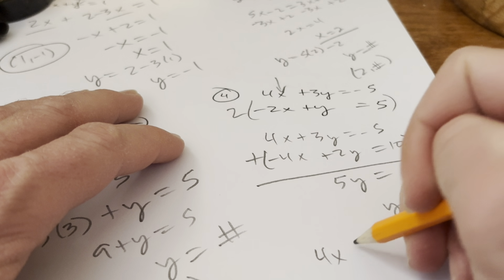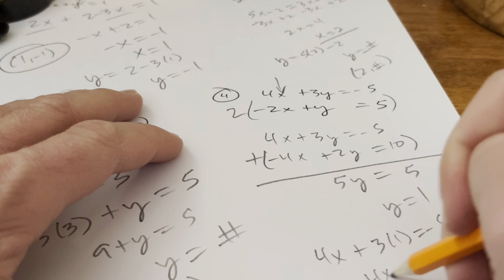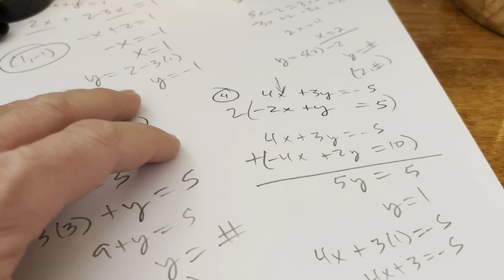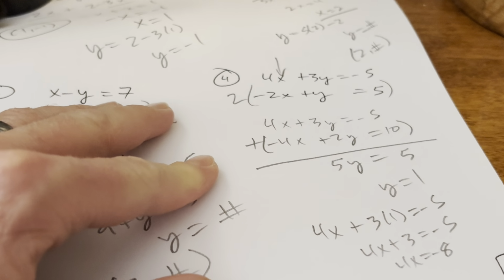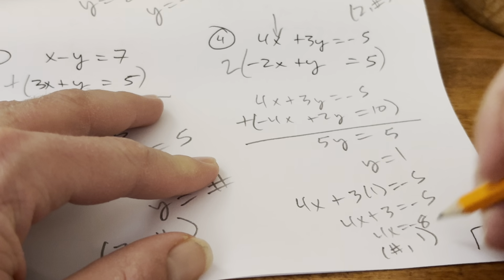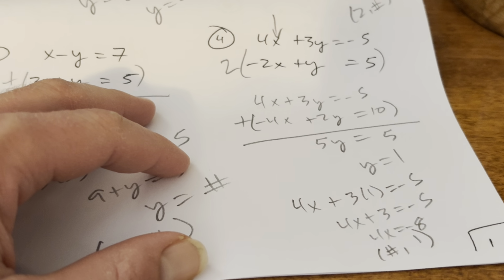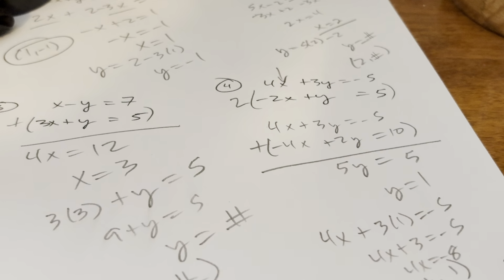I'm going to say 4x plus 3y is negative 5. 4x plus 3 is negative 5. Subtract 3 from both sides. I think you can divide and give me that answer. Negative divided by positive is a negative, so some negative number, comma, 1. All right.